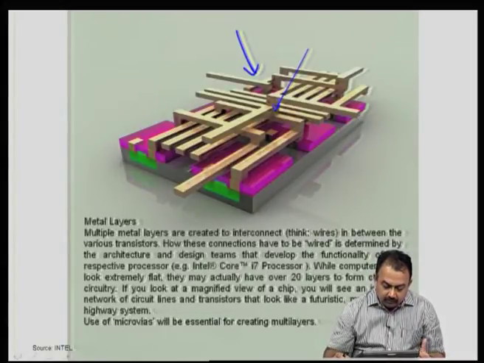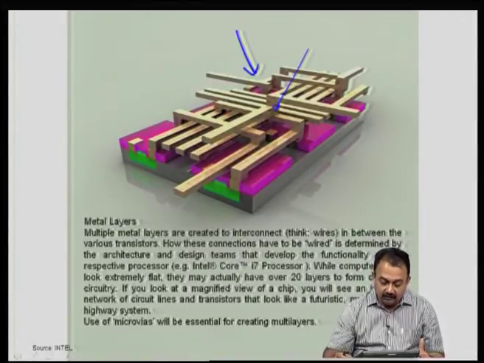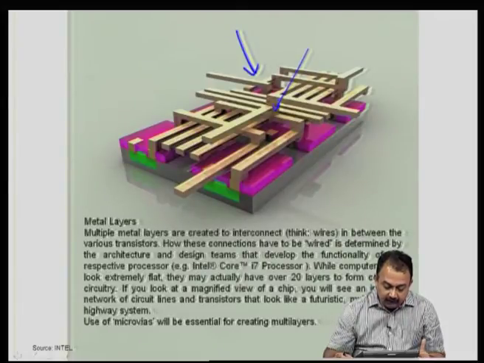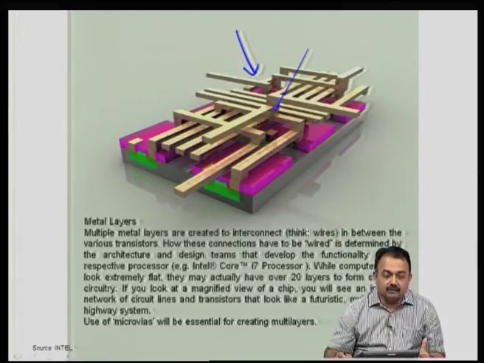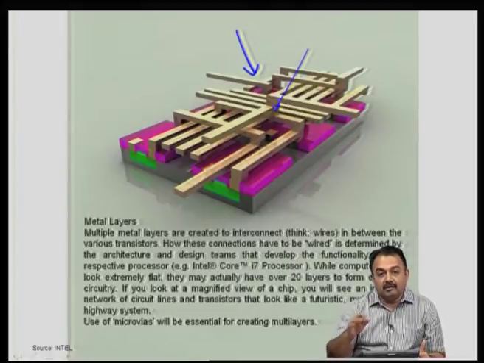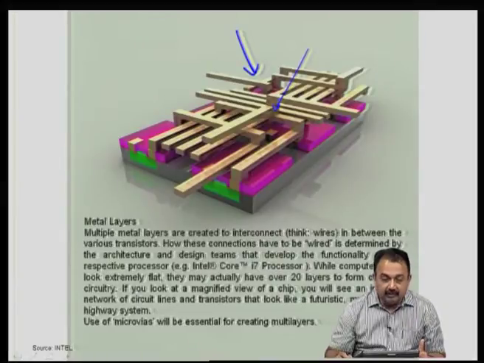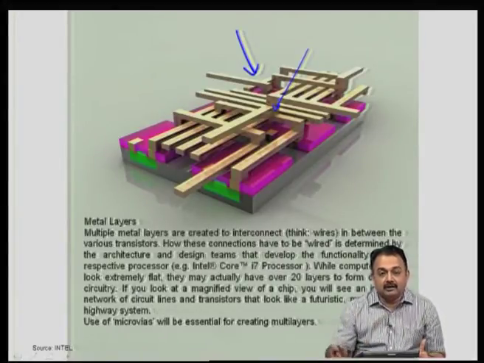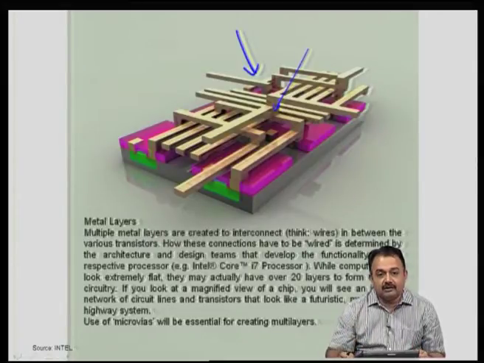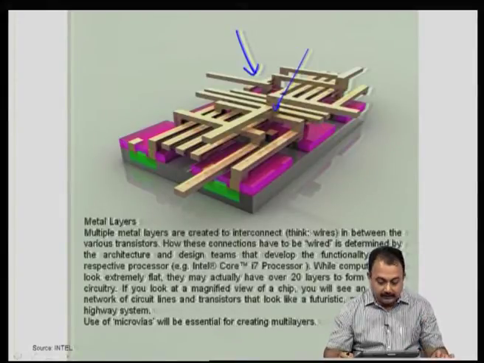Now, there may be 8, 10, 20 layers of interconnect layers in very complex systems, and if you look at a magnified view of a chip, you will see an intricate network of circuit lines and transistors that look like a multi-layer building. Like a Manhattan skyline or a Manhattan building, you can see the various interconnect structures, tall and of very fine thicknesses. So, the use of micro via structures, or use of vias, is very essential to interconnect.